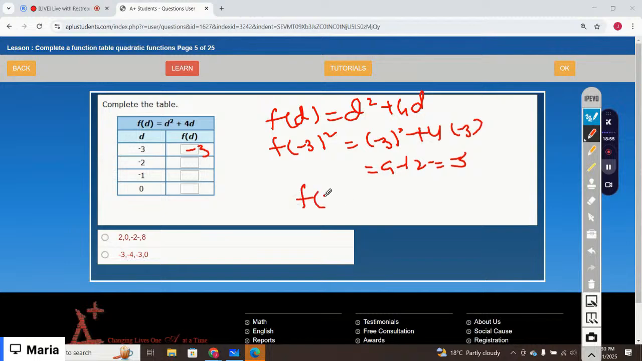Okay, then f of negative 2. Negative 2 square plus 4 times negative 2. That is 4 minus 8. That is negative 4. So the values are negative 3, negative 4, negative 3, and 0. Option number 2 is the correct option. Got it?